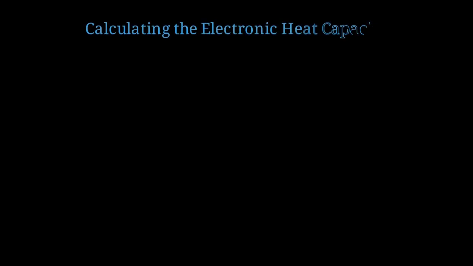Let's calculate the actual electronic heat capacity using Fermi-Dirac statistics. The electronic heat capacity, CE, is proportional to temperature T. We write CE equals gamma T, where gamma is the electronic specific heat coefficient. The coefficient gamma equals pi squared over 3 times n kB squared divided by EF. Notice how it depends inversely on the Fermi energy.